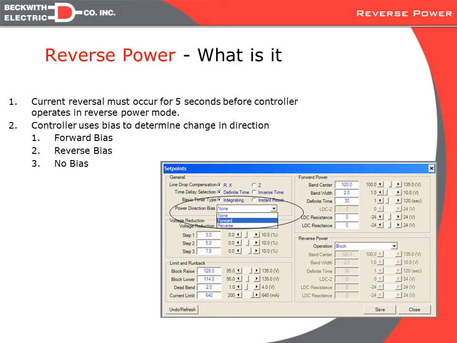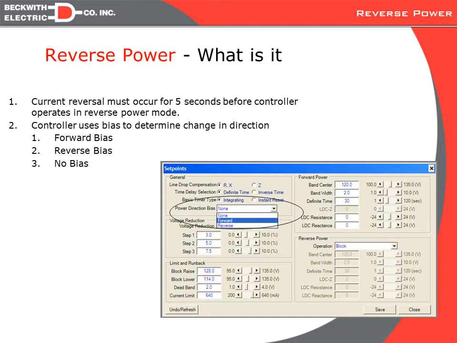Now, before we go any further, it probably would be good to define what exactly is reverse power. Well, that is set by another setting on the same screen up here, the power direction bias mode. So our default setting is none. And when you set it to none, what that says is the control must see current flowing in the reverse direction for 5 continuous seconds, and that current must exceed 4 milliamps secondary for those 5 seconds in the reverse direction before the control will change from forward to reverse.